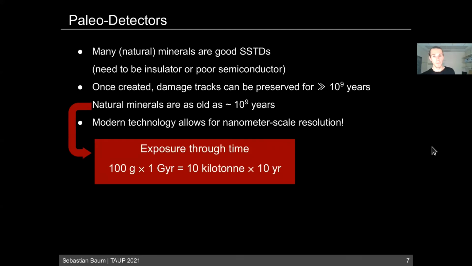Why is this so powerful? I told you before that the exposure is the product of the size of your target times how long it has been recording damage tracks or events. Now imagine that you could read out the tracks in a 100-gram sample that's been recording tracks for a giga-year. If you want to match that exposure with a real-time lab experiment that you can operate for, say, 10 years, you would have to build a 10 kiloton scale experiment.